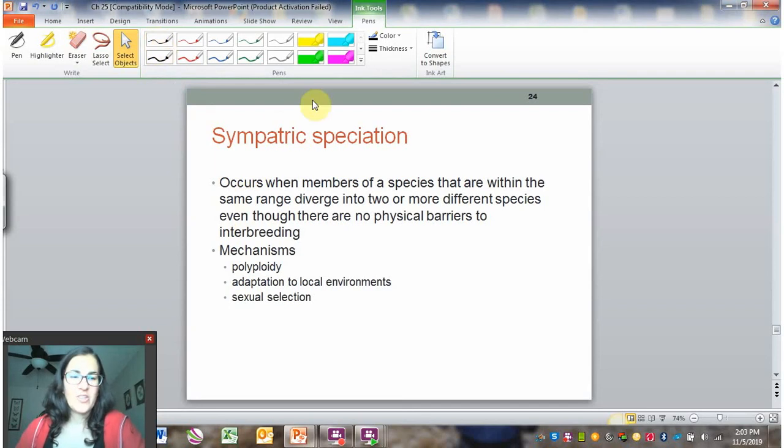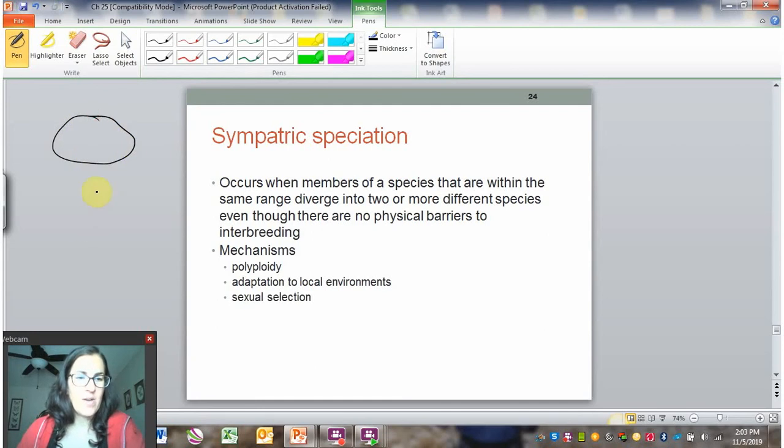Sympatric speciation is another way that cladogenesis can occur. So again, I want to remind you that cladogenesis is when you have an ancestral population that is going to split into two or more new species. And so when we were talking about allopatric speciation, we said that that ancestral population was going to somehow get split.